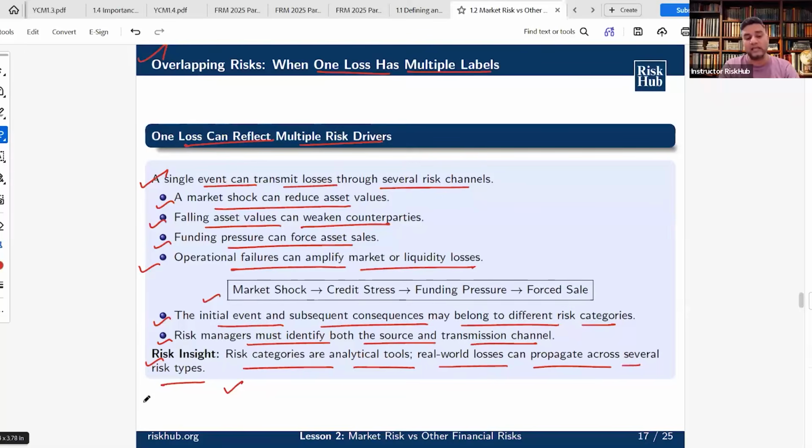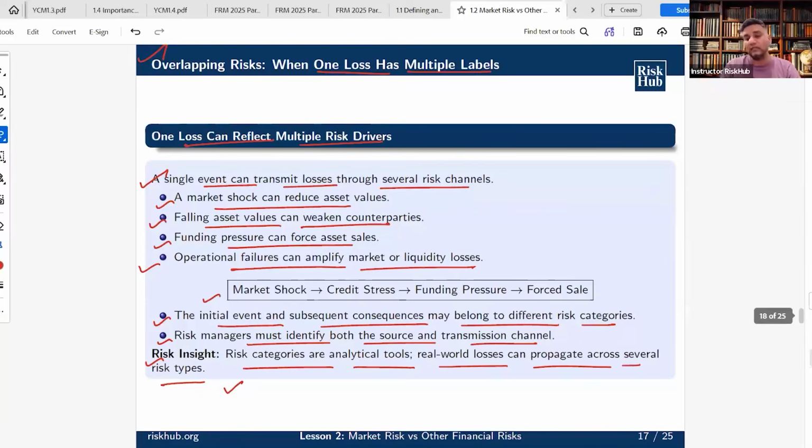Each arrow crosses a category boundary. The first box is market risk, the second is credit risk, the third and fourth are liquidity risk: one event, four labels. The slide's stated consequence is that a risk manager must identify both the source and the transmission channels. Categories are an analytical tool imposed on losses. Real losses do not respect them. Where it is used, the forced sale at the end of the chain feeds back into the market shock at the start. That feedback loop is what stress testing is designed to capture and what standalone VaR misses.